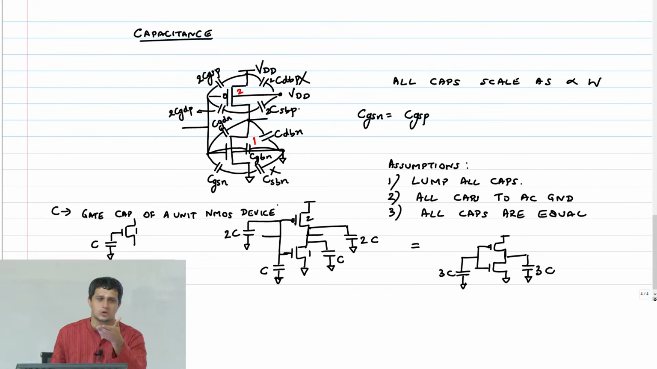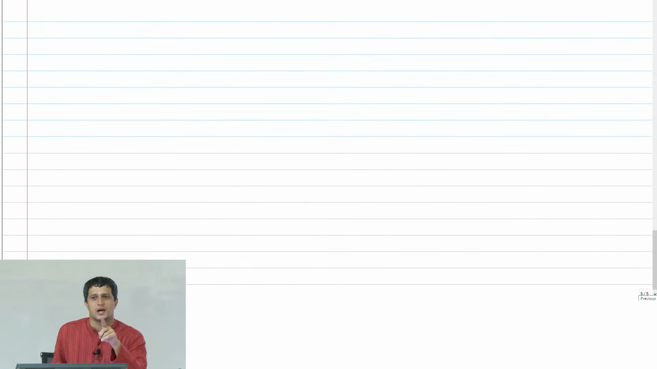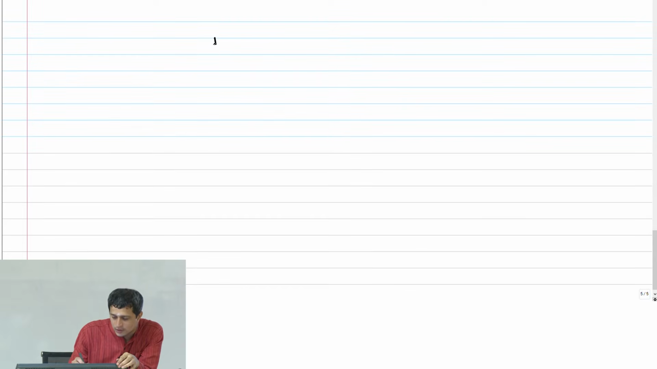Okay, and of course it's also equal to drain capacitance by this assumption. Clear? Okay, now I want to take this understanding and identify what the capacitances are for a NAND 2 gate. So let us look at this.